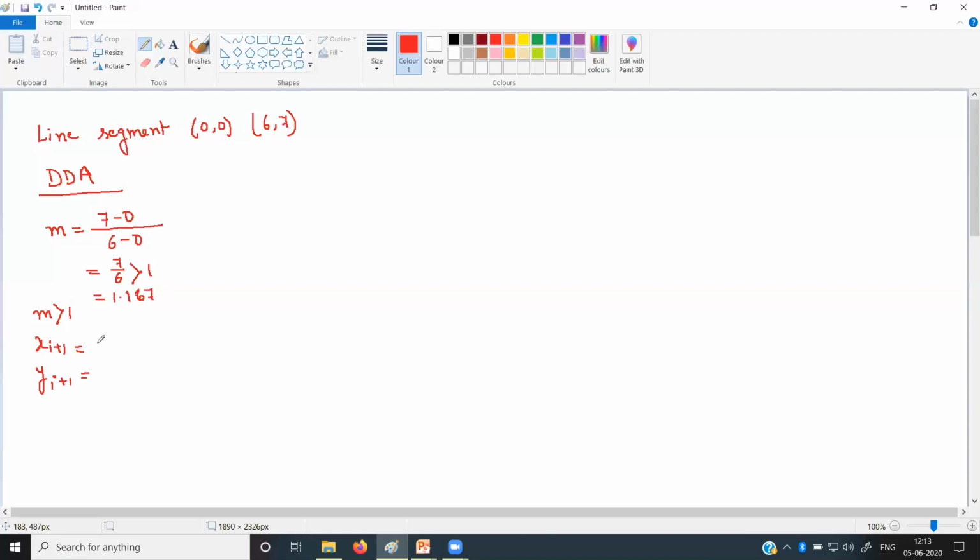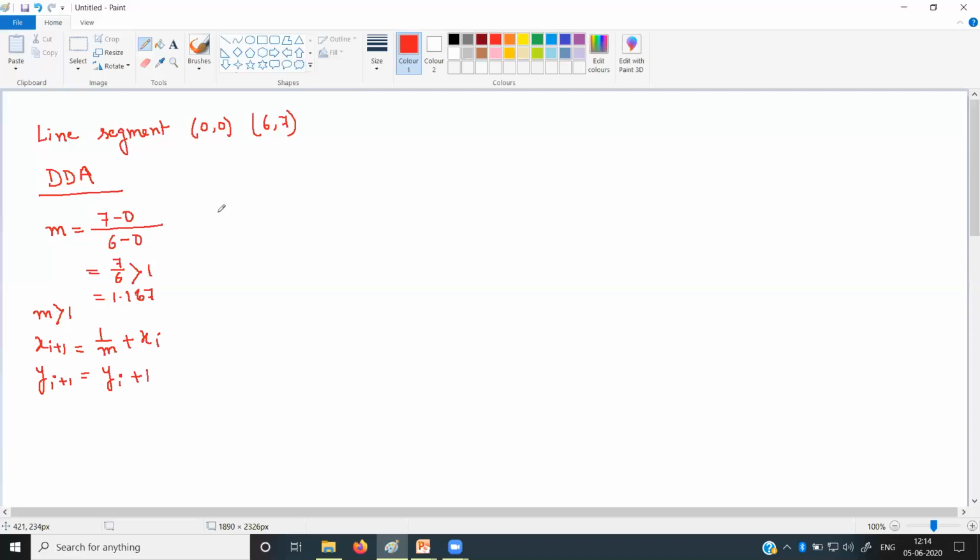So x of i plus 1 is nothing but 1 by m plus xi, and y of i plus 1 is nothing but yi plus 1. As I discussed just before, if the value of m is greater than 1, in that case the x value will be incremented by this one and the y value will be incremented by this one. Fine. So based on these two equations, we will compute the points. So how can we compute?